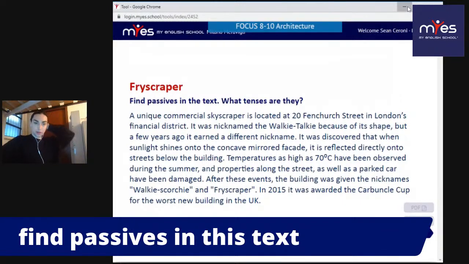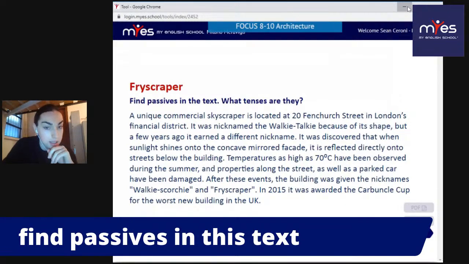So first of all, let me read the text. A unique commercial skyscraper is located at 20 Fenchurch Street in London's financial district. It was nicknamed the Walkie-Talkie because of its shape, but a few years ago it earned a different nickname. It was discovered that when sunlight shines over the concave mirrored facade, it is reflected directly onto the streets below the building.